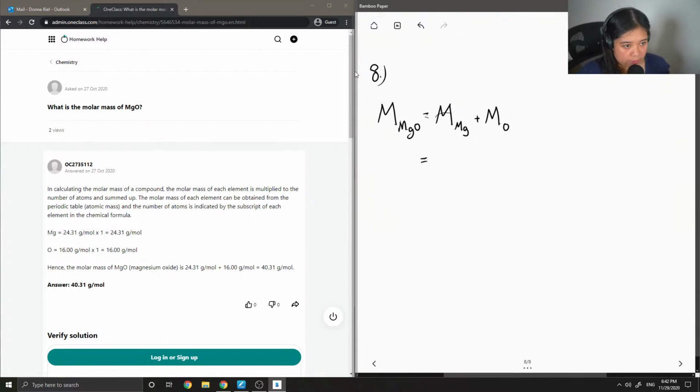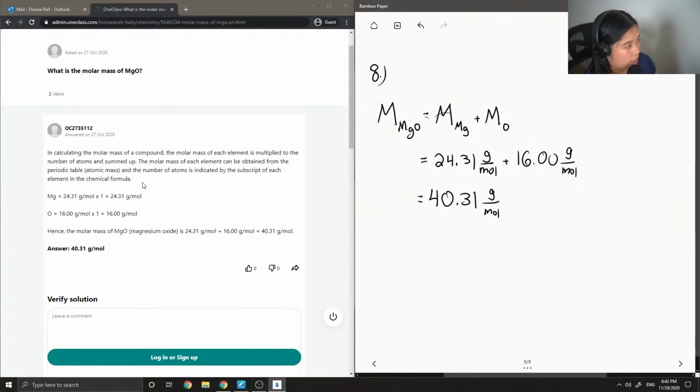Okay, so the molar mass of magnesium is 24.31 grams per mole. And the molar mass of oxygen is 16.00 grams per mole. So adding these two values up gives us a final molar mass value of 40.31 grams per mole for magnesium oxide.